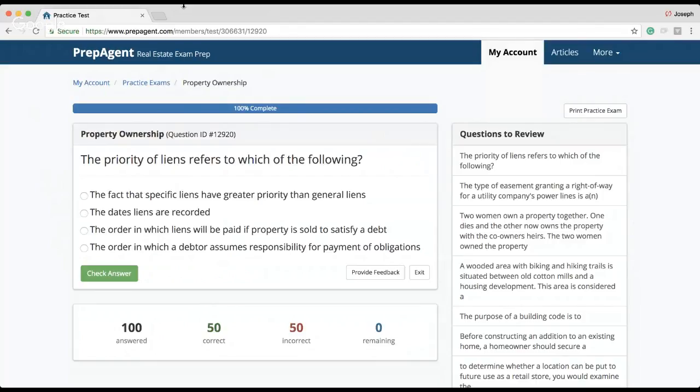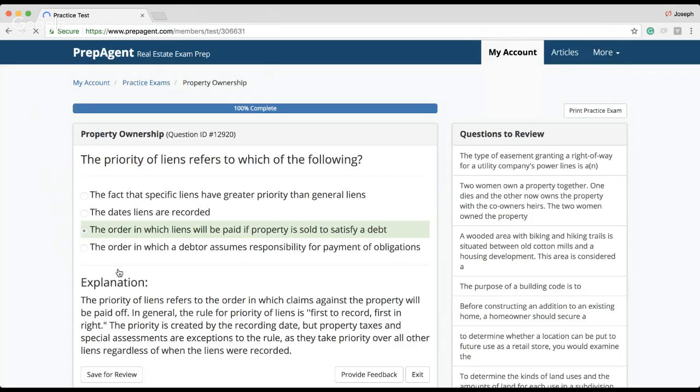What do you guys think there? Okay, I see a lot of you guys circling C, so we'll go with that. Excellent, good. Let me ask you guys this question, though. If you have two liens, and one's for taxes and one's for mortgage, which will get paid back first, the taxes or the mortgage? Yeah, taxes always get paid back first.